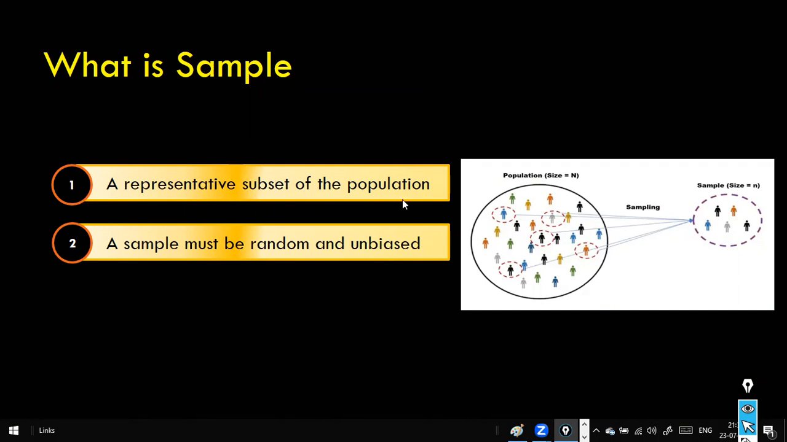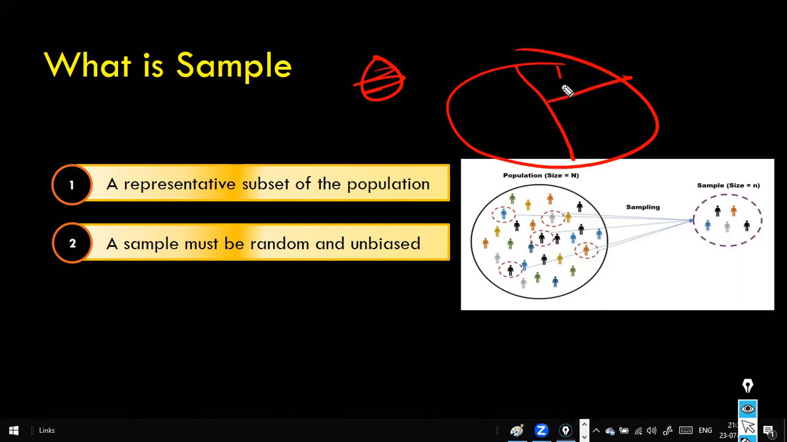So what do you mean by a representative subset of the population? When you draw a sample, it should cover all the groups. A simple example: you are running a survey, and in your population you have high income group people, medium income group people, and low income group people. If you run a survey only with high income group people, and then decide that all the customers' average spend in a month is 1,20,000, can you draw a conclusion like that?